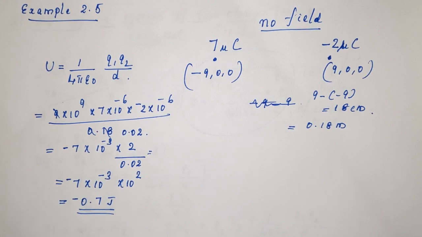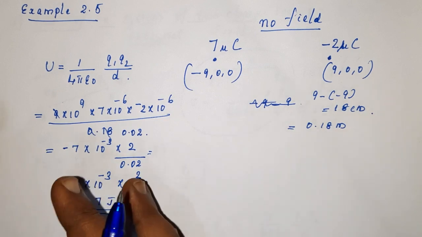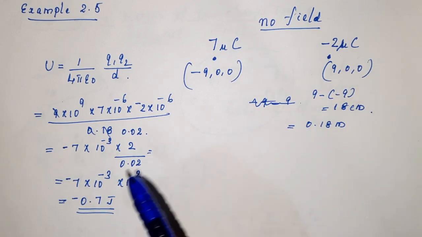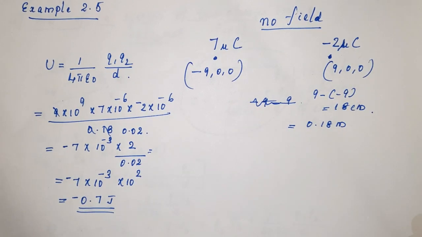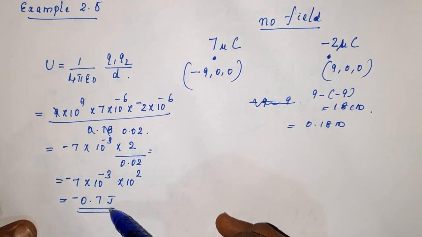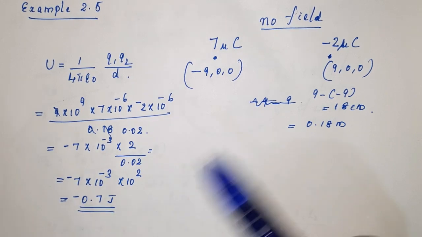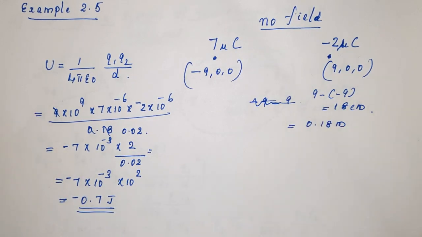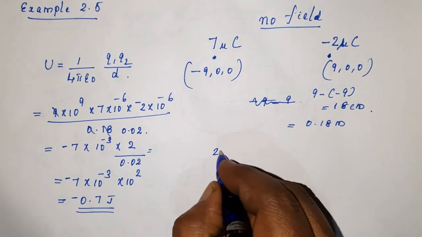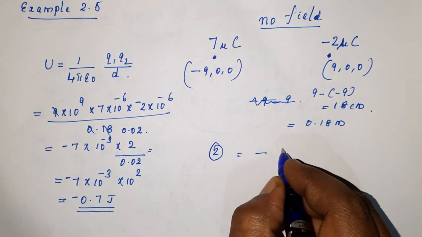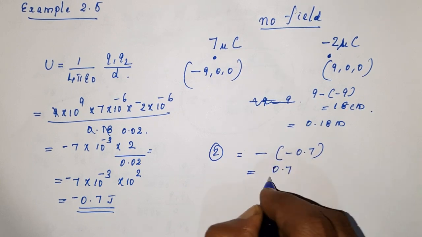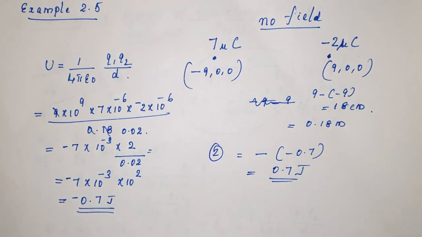That means just the opposite process. If the two charges are kept here, how much work is to be done to separate them to infinite distance? To bring them from infinity to these 2 points, this much work is to be done. So how much work is to be done to separate them to infinite distance? Just the negative of this. For the second question, the answer is negative of negative 0.7, so positive 0.7 joule is the answer to that second question.